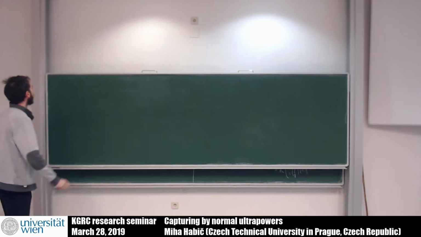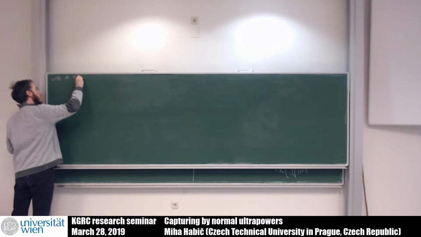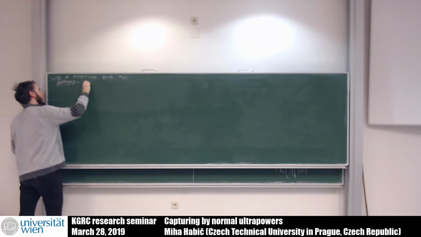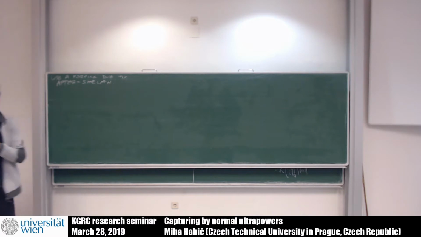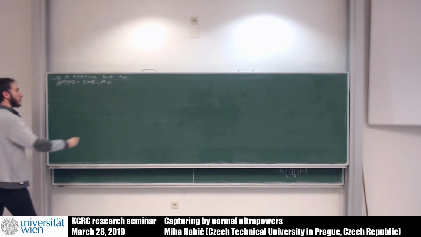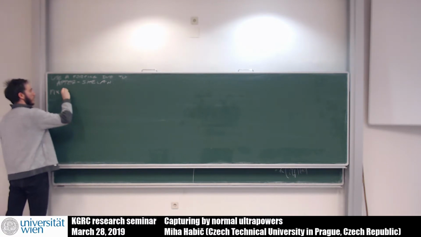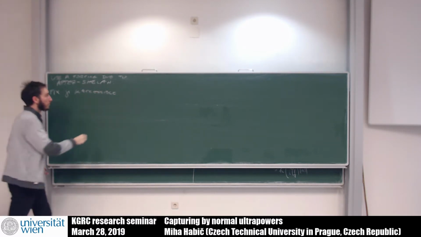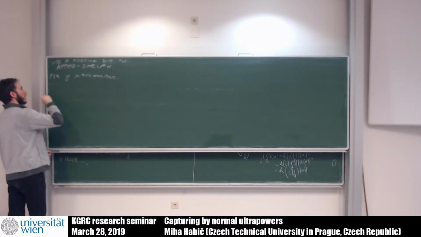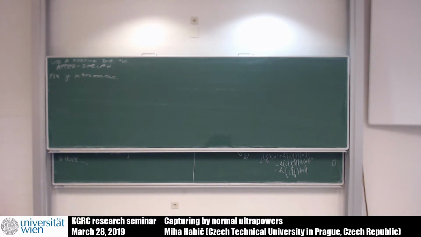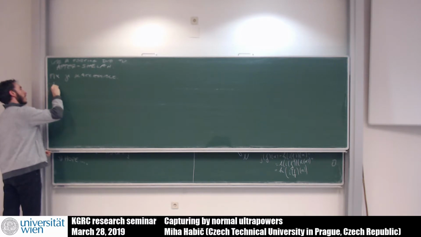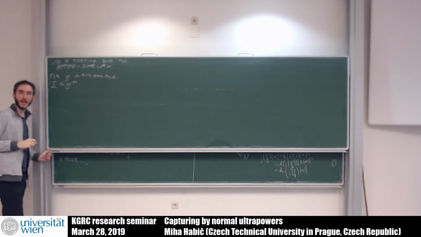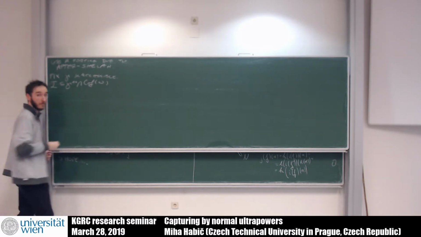So we're going to use the forcing due to Apter and Sheller. So fix, let's say gamma is inaccessible. Then I'm going to define, well, I need to fix more things, don't I? So I'm going to fix gamma inaccessible. I'm going to take an I, some kind of index set of ordinals below gamma double plus of cofinality omega.